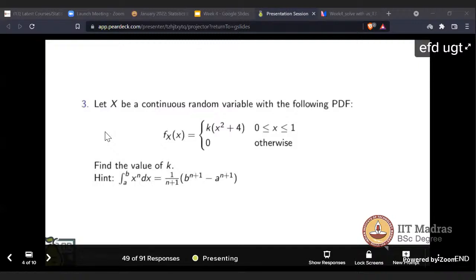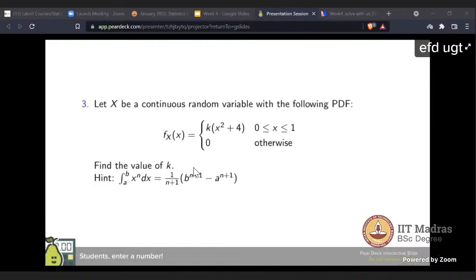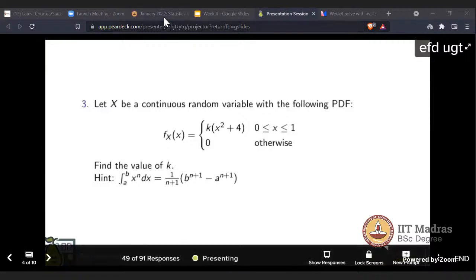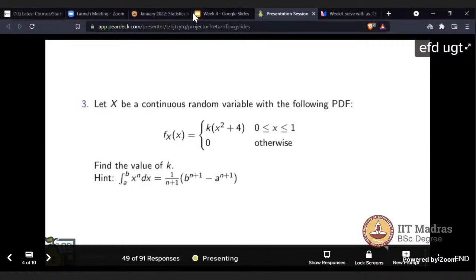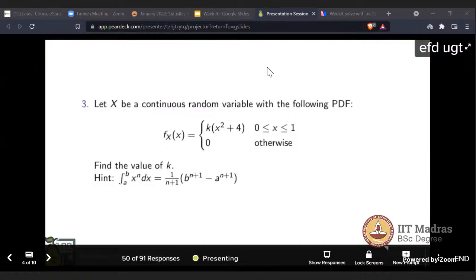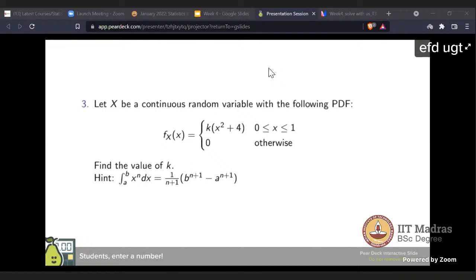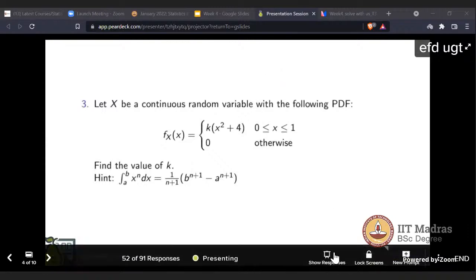Okay, shall we move? Yes, ma'am. So all of you know how to find the value of k? Yes, ma'am. We just integrate it and it is equal to 1 for the limit 0 to 1. Right. So what value of k did you get? 3 by 13. Yes, ma'am, 3 by 13. Okay.